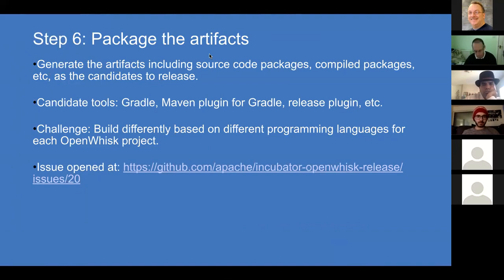I see that we can use some other plugins, like Maven or the Maven release plugins for Gradle, to do this part of the job. One challenge we see is that OpenWhisk consists of projects written in different languages. So we have to make sure the Gradle build or the Maven build will build differently for different languages when building artifacts for different OpenWhisk repos. That is definitely a challenge we need to tackle in this step. After that, we have to make sure we can package the artifacts in the correct way. As I said, this is an essential and important step for our release process, and I opened issue 20 in the release repo for this step.